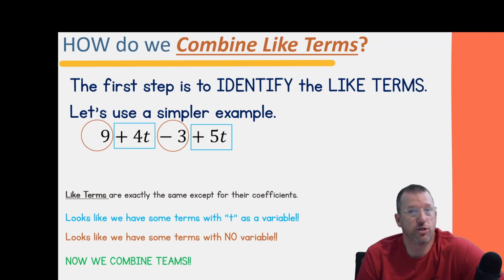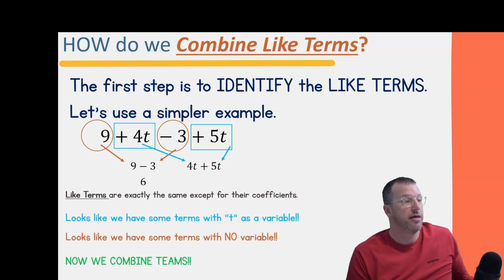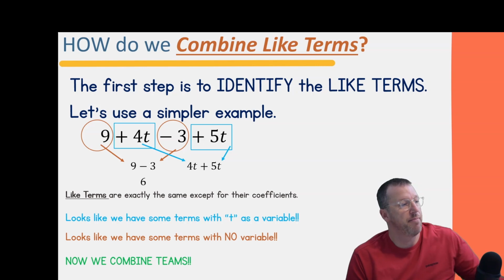And then the next thing we do is we combine members of our teams. So we take our 9 and negative 3 and we just combine them. If I have 9 and I also have a minus 3, what does that equal? It equals 6. And then we go to the other team and we say if I have 4t and a 5t, then I will combine them.